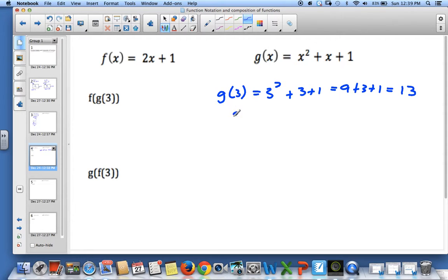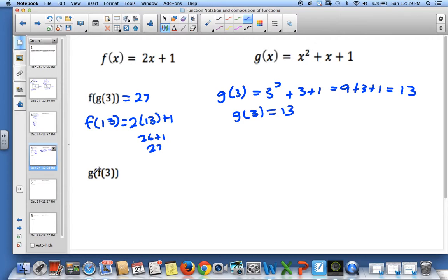So g of 3 equals 13. But that's g of 3 right here. So I take this and make this 13. So this now becomes f of 13. And I know how to do that one. For f of 13, I go to function f now and change the x to 13. 2 times 13 plus 1 is 26 plus 1, 27. So the answer of this whole thing is 27.